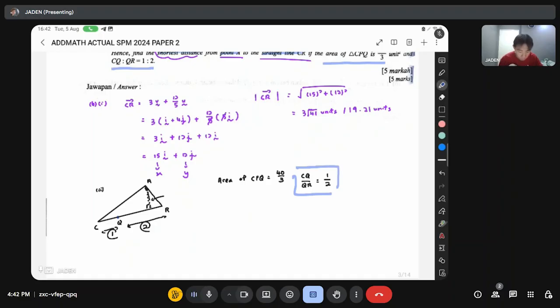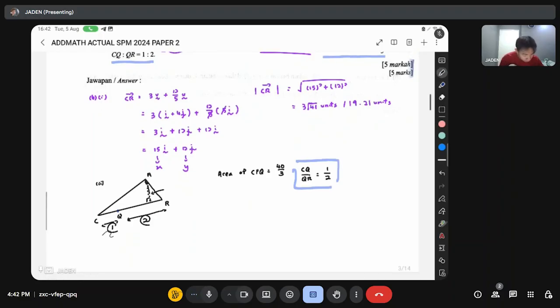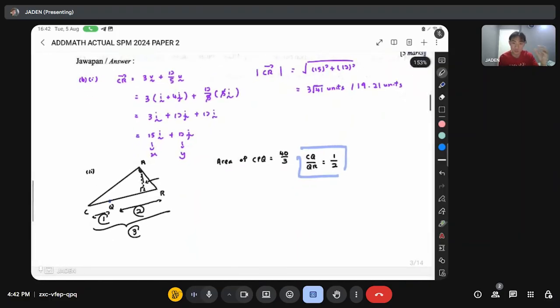Okay, I want to ask you a question. If C to Q is 1, Q to R is 2, then CR in total will be how many in ratio? 3, right? Okay, so what we could assume is, your area of CPQ. There's another P here at the top if I'm not mistaken. There's a P here and then connecting to the Q.